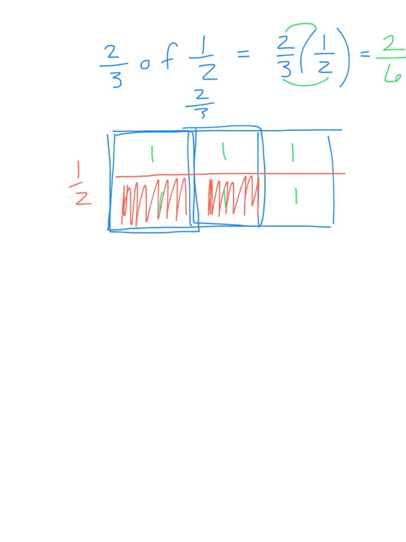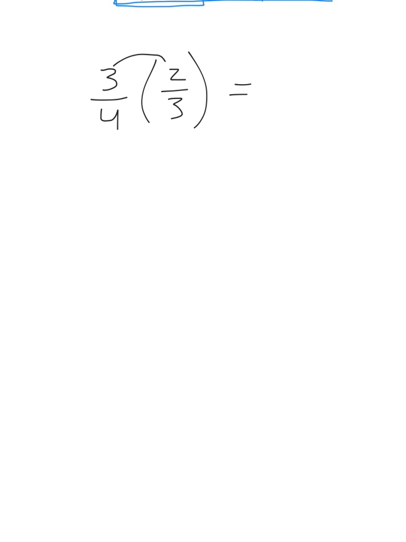So let's look at another one. Let's say we have 3/4 of 2/3. So 3/4 times 2/3. Again, you're right, we could just multiply. 3 times 2 is 6, 4 times 3 is 12, 6/12 is the same as 1/2.